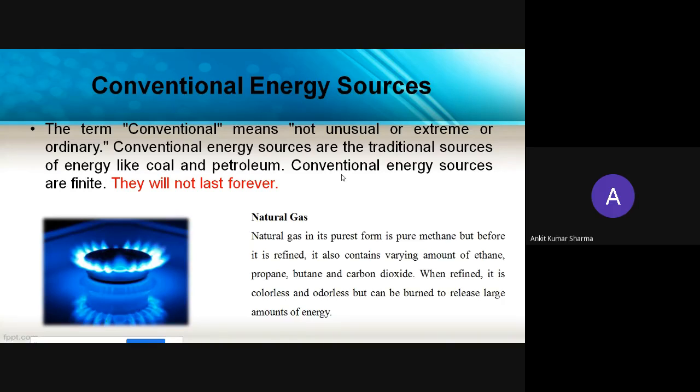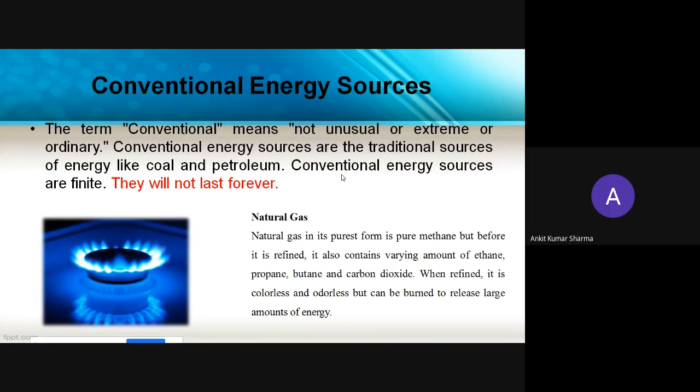So the first example is natural gas. Natural gas in its purest form is pure methane, but before it is refined, it also contains varying amounts of ethane, propane, butane, and carbon dioxide. When refined, it is colorless and odorless, but can be burned to release a large amount of energy.